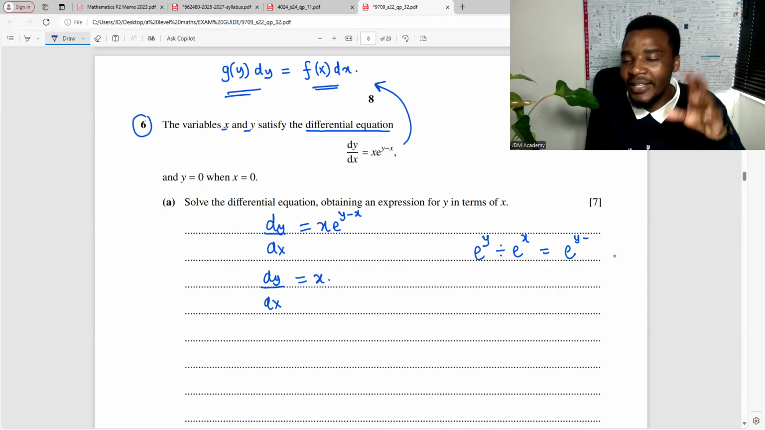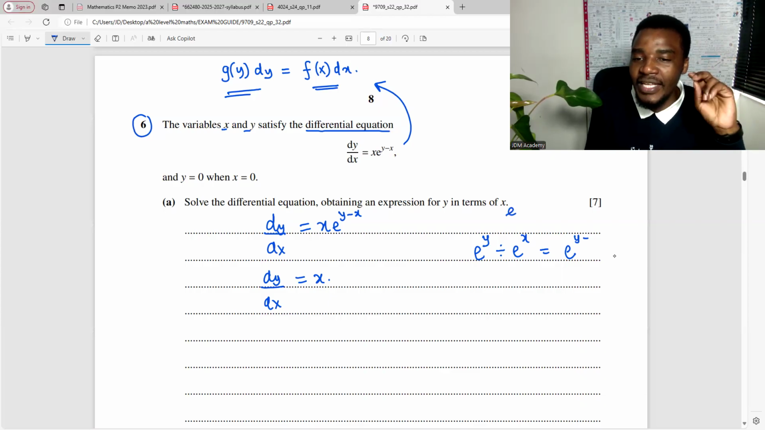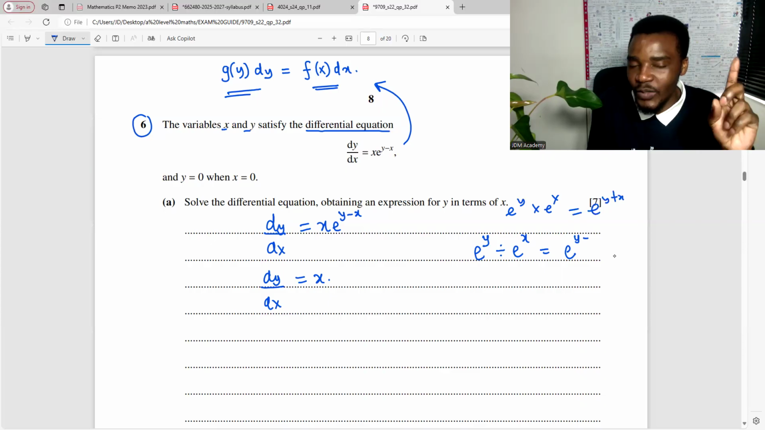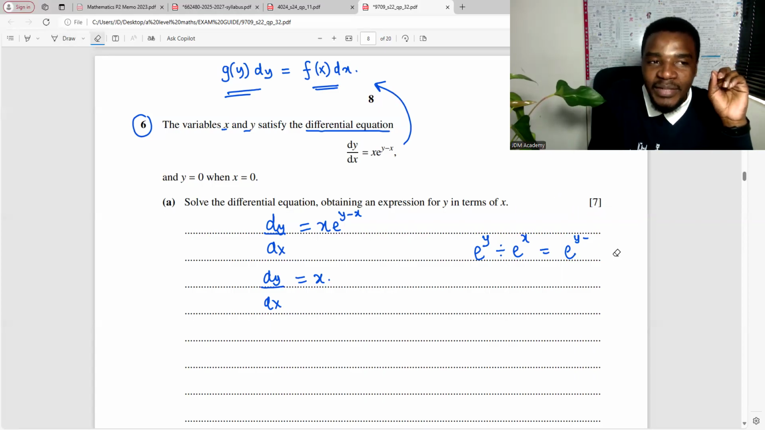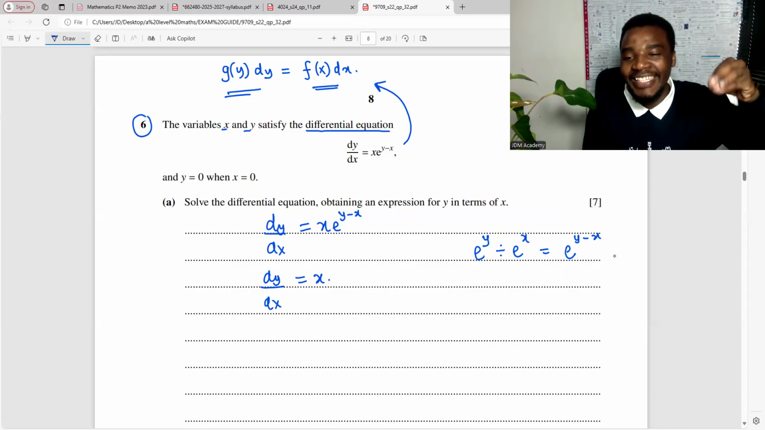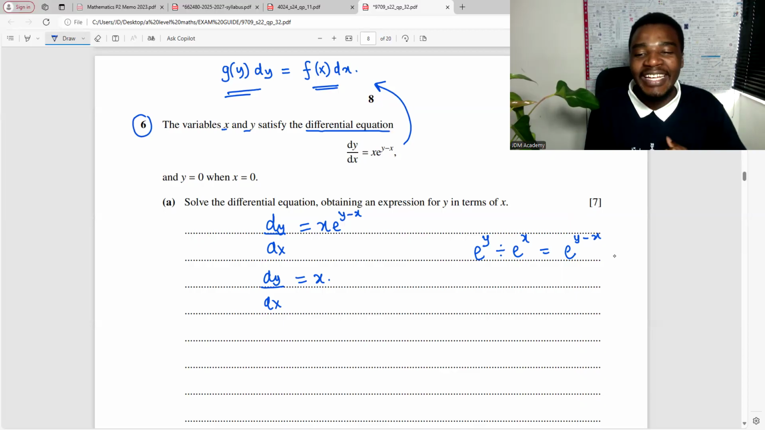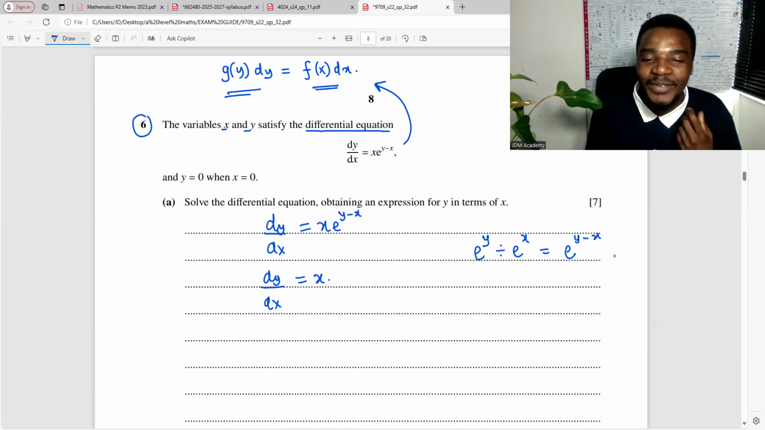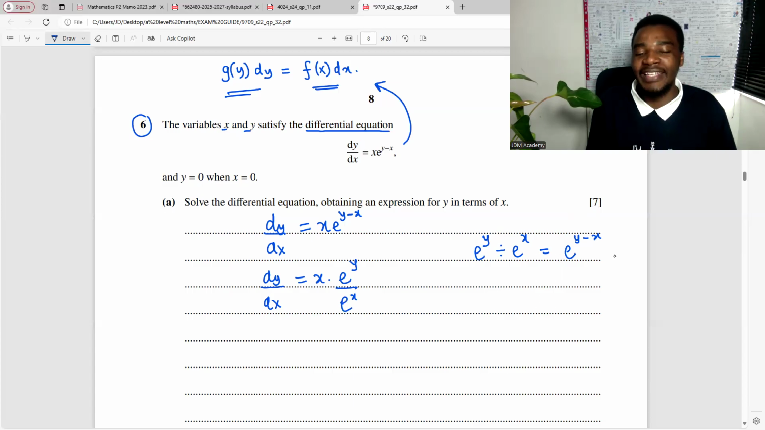So when you are multiplying, that's when you add the exponent. If we say e to the power of y times e to the power of x, that's when we keep the base and we add the exponent. But when we are dividing powers with the same base, you simply keep that base and you subtract the exponent. So e to the power of y minus x is the same as e to the power of y divided by e to the power of x. So here, instead of writing e to the power of y minus x, I can write this as e to the power of y divided by e to the power of x.